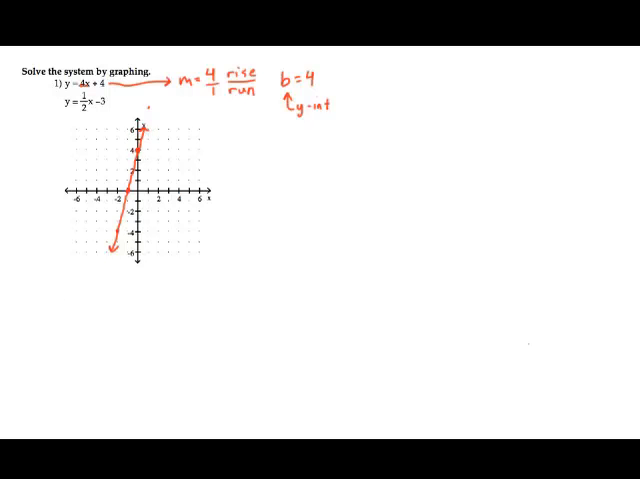Our second line is going to have a slope of 1/2 because remember that's what's next to x, and a y-intercept of -3. So you go down to 3, and then our slope, our rise over our run, is up 1, right 2. Well, if I keep going this direction, I'm not getting any closer to that other line. So make sure you go down 1, left 2, and oh look, they intersect there.